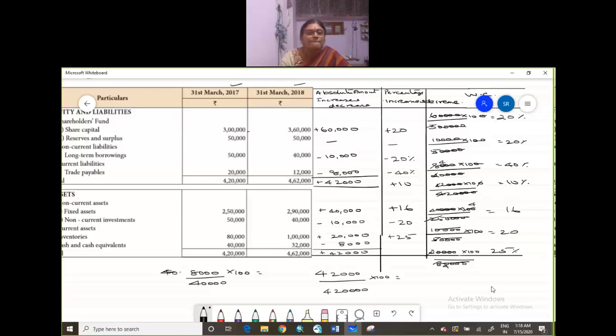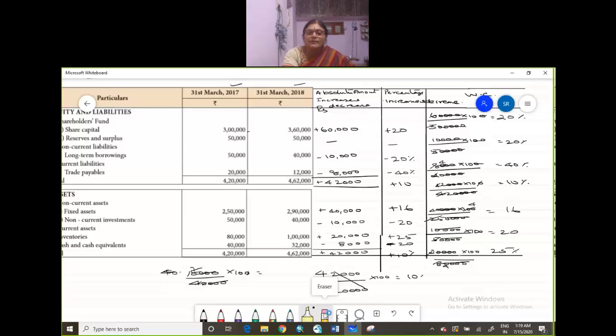Then cash and cash equivalent 8,000 has gone to 20%. Increased, no, reduced by 20%, not increased, so a minus figure here. Then here you have 10%. It's not necessary you should put a percentage everywhere because they mentioned percentage here; here it is rupees. Fine. So I hope you understood the problem, children.